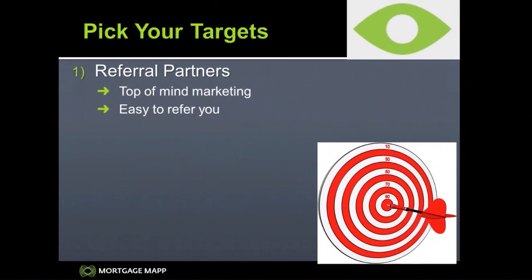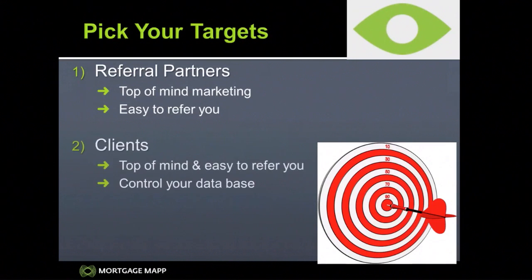Get it on their phone. It's going to achieve that objective of being top of mind and make it really easy to refer you because you're going to be right there on their phone all the time. Obviously, number two is going to be clients. Same objective. Get it on their phone. We're going to be top of mind, easy to refer, and now you have a little bit more control of your database because you know your information is there.